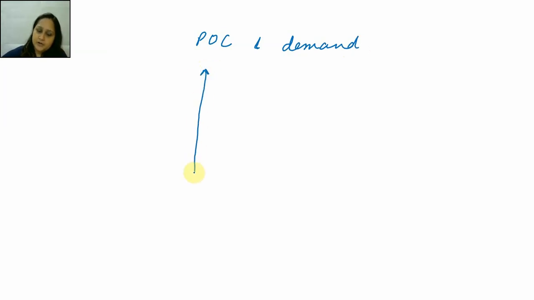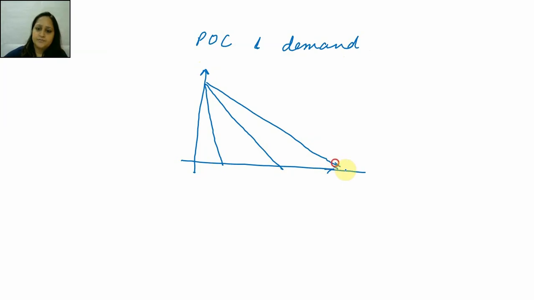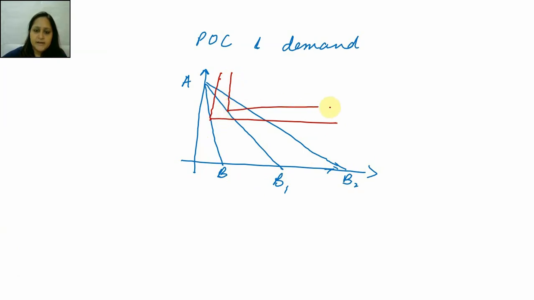So what happens in a price of a curve? We first draw our budget lines, AB, AB1, AB2. Let's superimpose our ICs. So initially I'm on this IC, then I'm on this IC, and then I'm on this IC. My price of a curve will still be an upward sloping line.